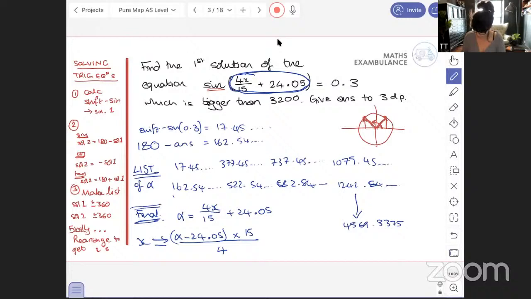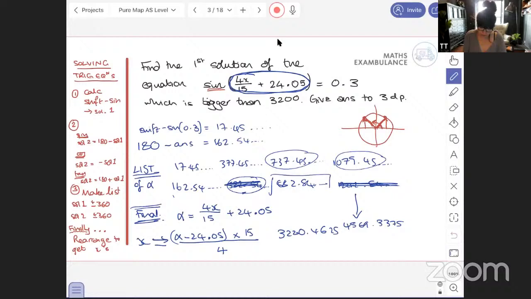882.84. What was I going to do? Minus 24.05, times it by 15, divide it by 4. 3,220.4625. Okay, let's try the next one down. When you try the 522, it comes out a bit smaller than 3,200, so that one's no good. I want something around 882, so I could try this one, but it comes out a little bit too small. This one comes out bigger, so that's the one I want, and that turns into this.